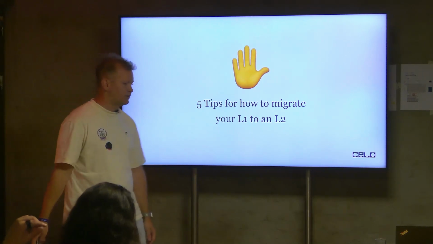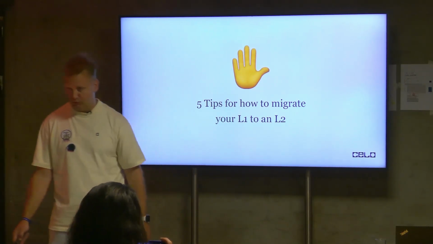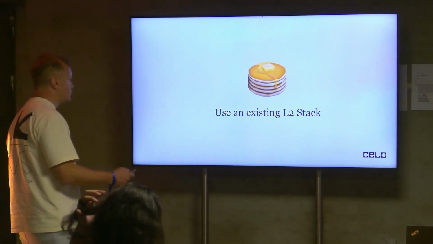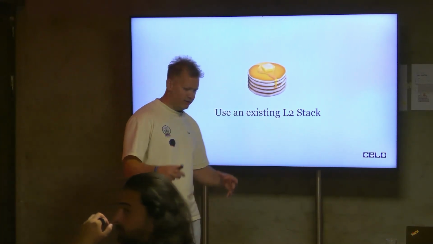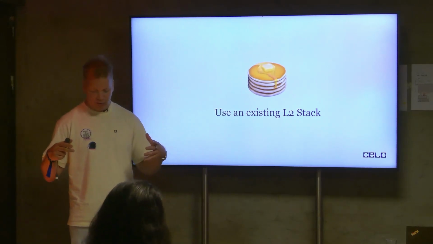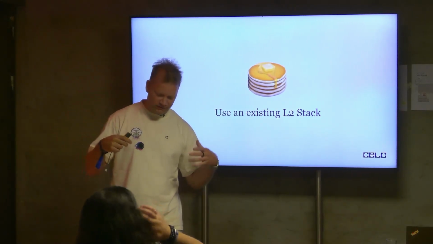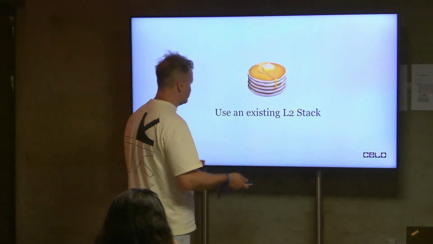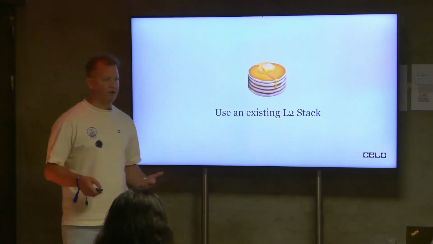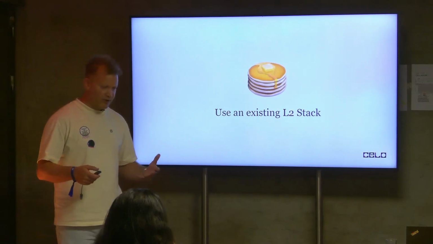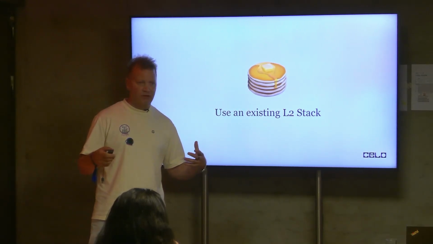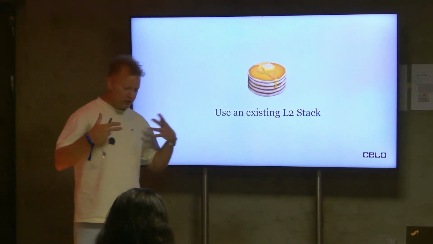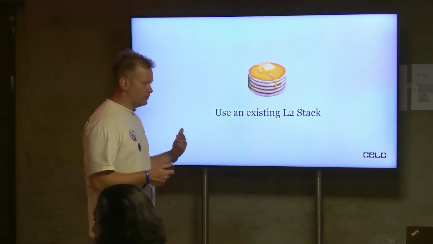So, 5 tips on how to migrate to an L2. The first tip is to use an existing stack. Again, if we see this whole idea that we are going to have several L2s going to L1, we are getting into a fragmentation problem. We're going to have a lot of L2s, and it's best if we start trying to standardize things. The whole idea of being modular is that you reuse these things and don't go solo.